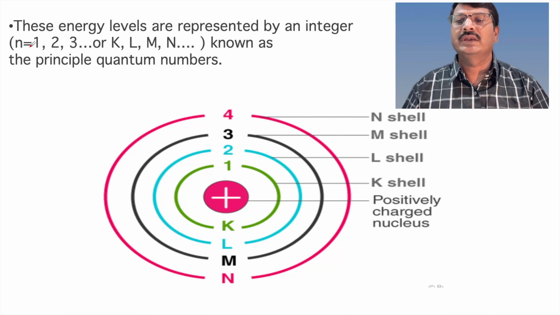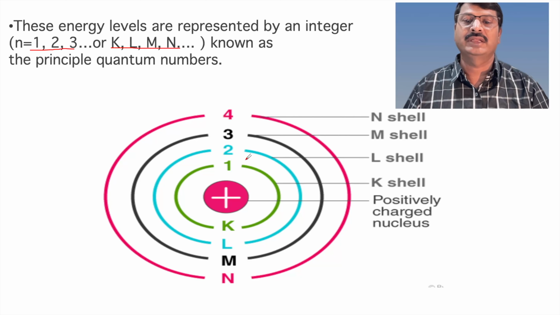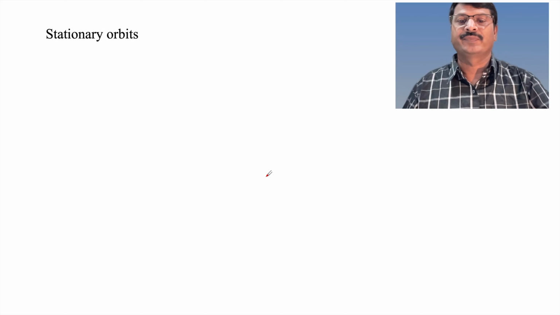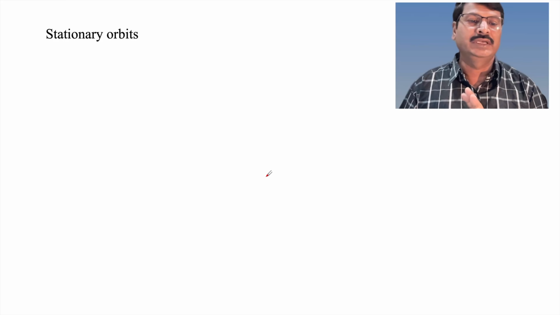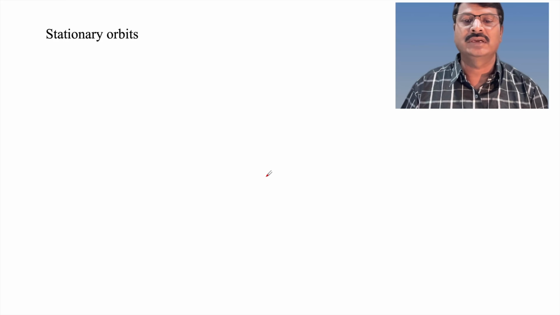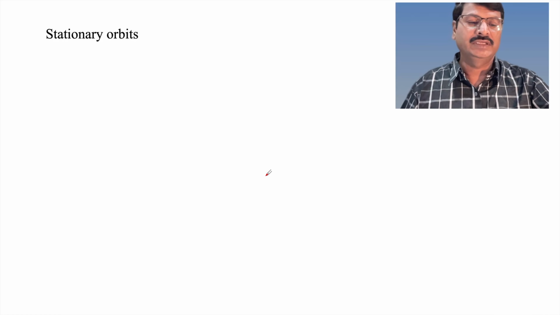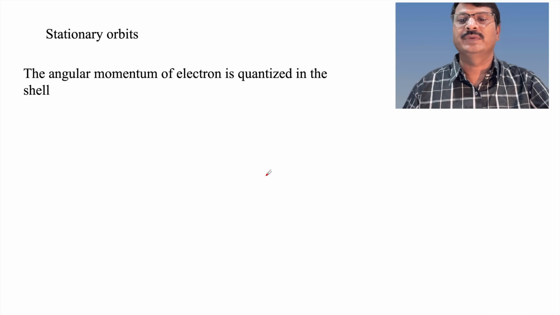And these are denoted as 1, 2, 3 or K, L, M, N. So we may denote that as 1, 2, 3 from the nucleus, or that will be denoted as K, L, M, N. And these orbits are called stationary orbits. So why are we calling it a stationary orbit? As long as the electron is revolving in that orbit, there is no change in the energy of the electron. It is not gaining or absorbing energy. That's why it is called a stationary orbit.